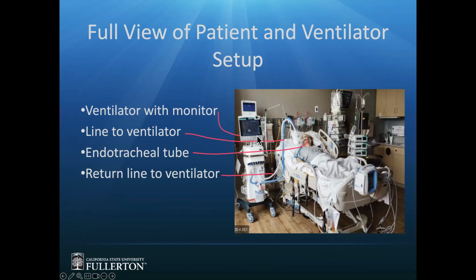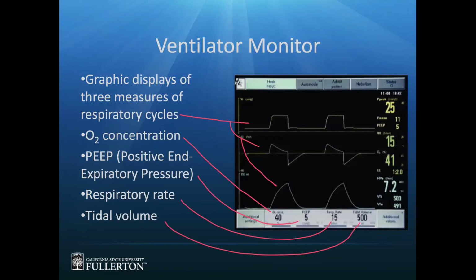But it has a monitor, it has various settings we'll look at in a second. We're not going to look at the details of the settings, but just look in general. So here is a monitor of a ventilator, and you can see that it's showing the various things about the breathing. It also shows the O2 concentration, so it can control the amount of O2 that is being given to the patient. If the patient needs more oxygen in order to maintain enough oxygenation, they can pump that up.